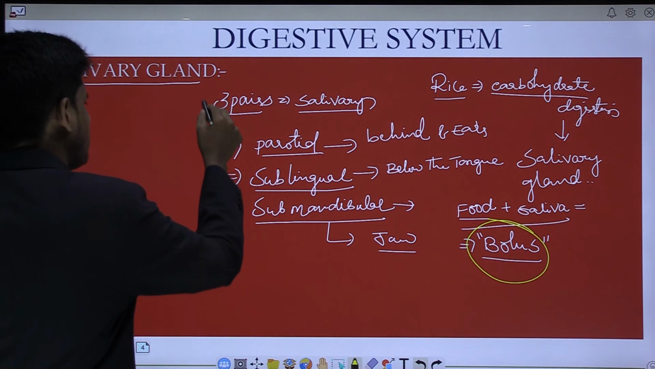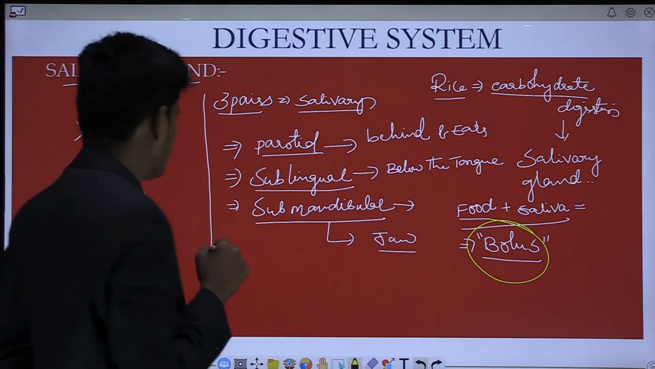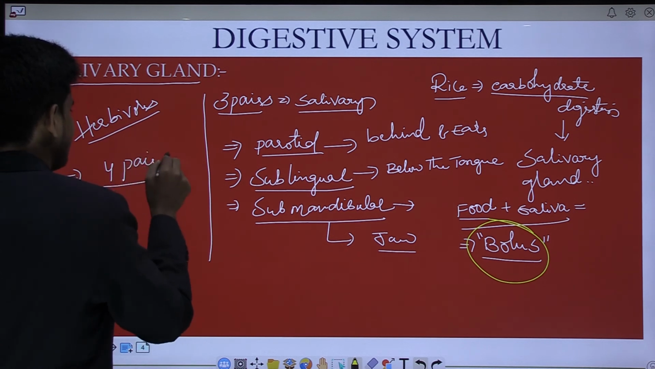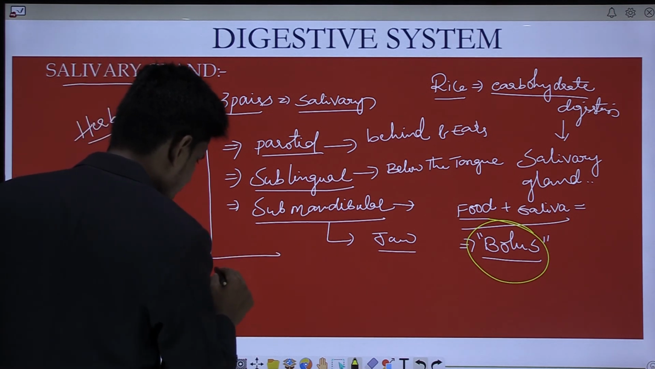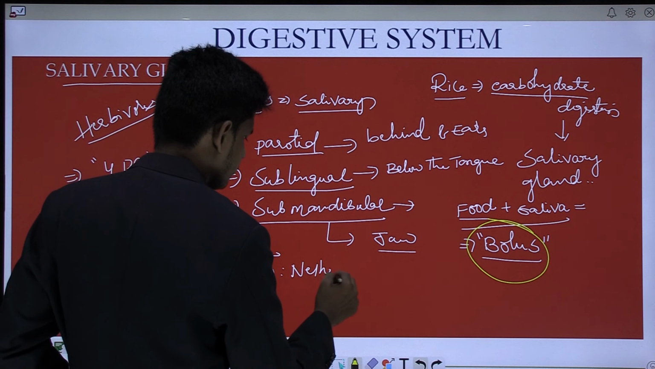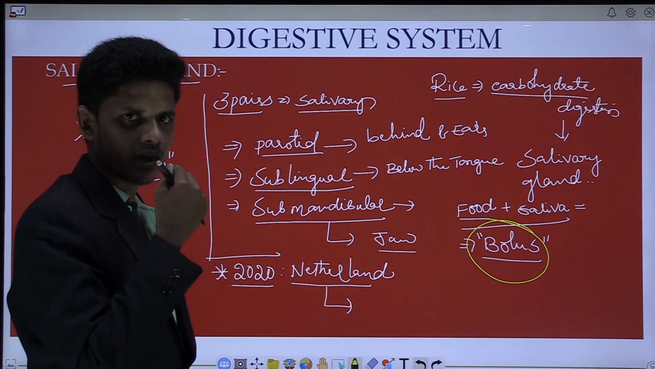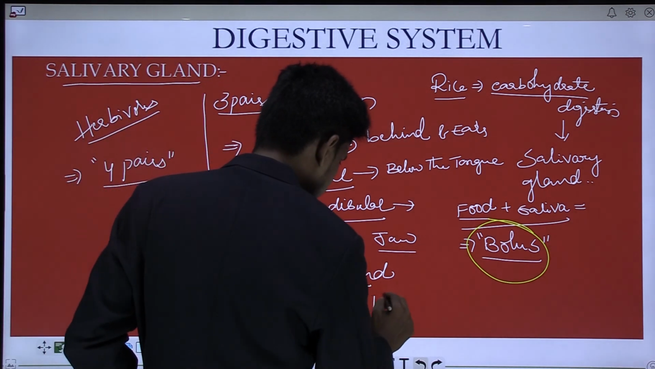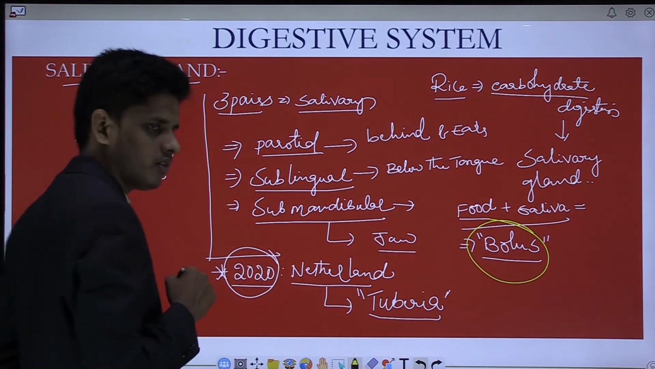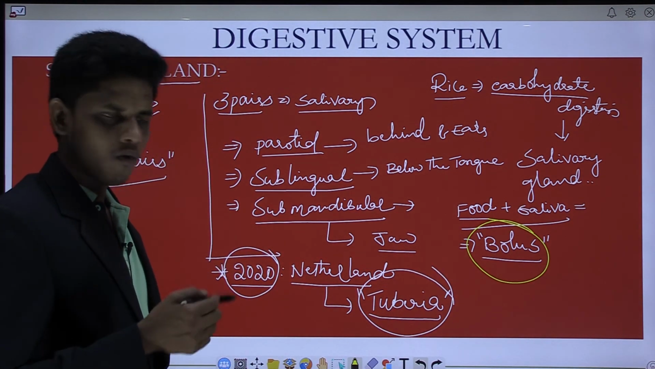You know what? Except human beings, in all herbivores we can see four pairs of salivary glands. And a recent update: in the year 2020, scientists from the Netherlands discovered a new salivary gland present below the tongue, and it is called tubarial. This is the update we got. In 2020, scientists from the Netherlands discovered the new salivary gland called tubarial. Move on to the next one.